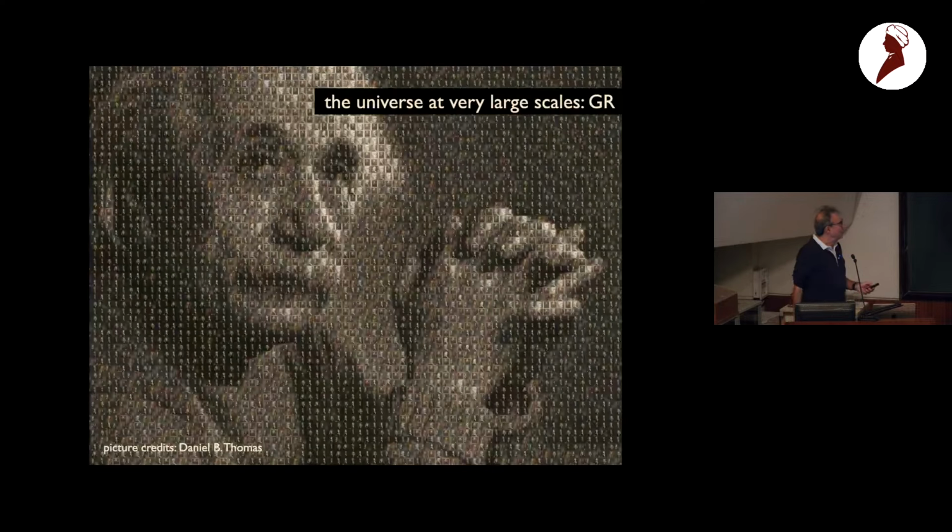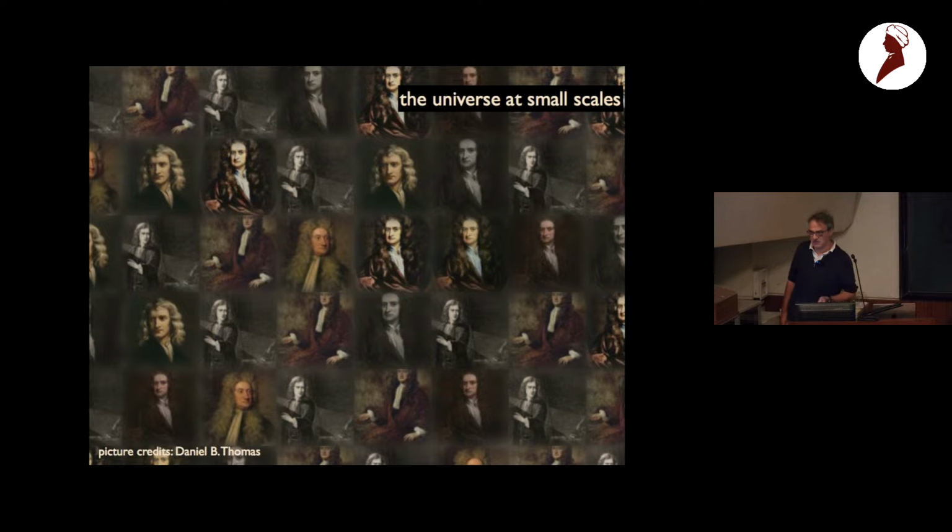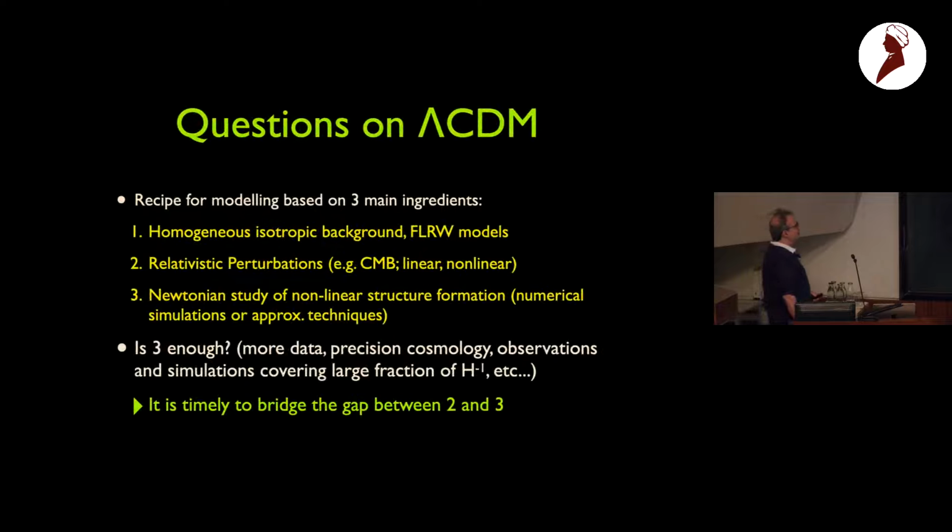Not quite a concordance. Anyway, in summary, when we describe the universe on very, very large scales, this is a GR description, but if we zoom in, we use a Newtonian picture. So my question is, or there are many questions on ΛCDM, but the one I address today is whether the third pillar of ΛCDM, Newtonian N-body simulation, is good enough, okay?